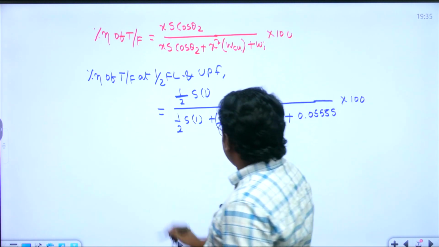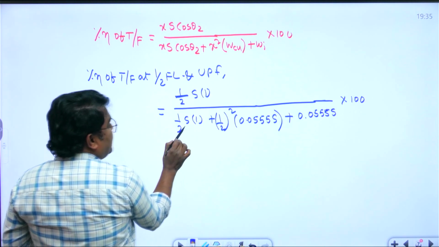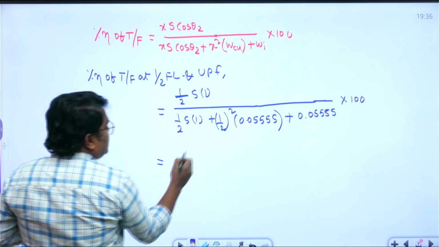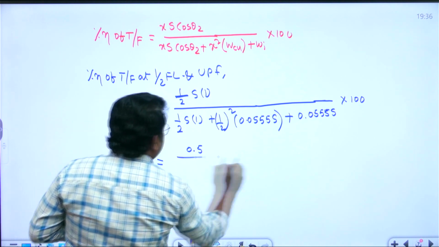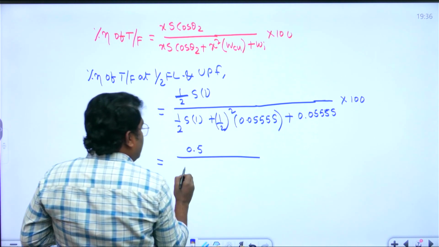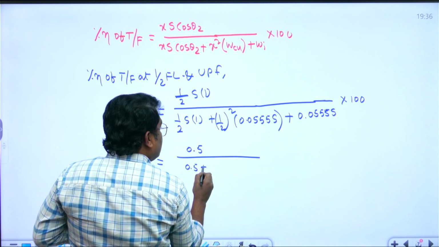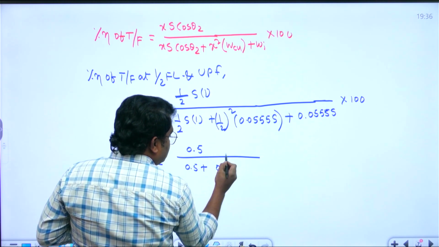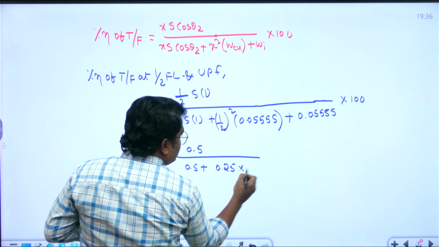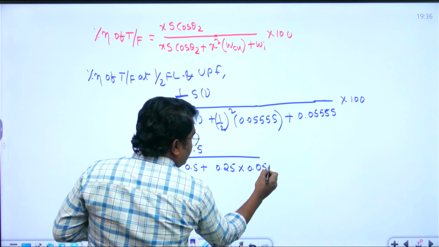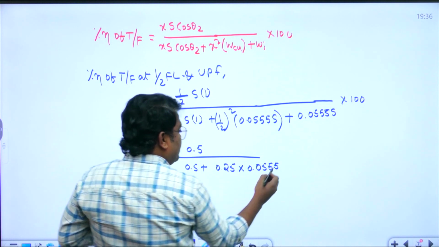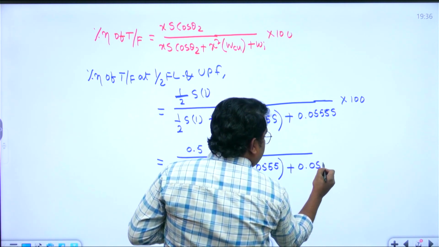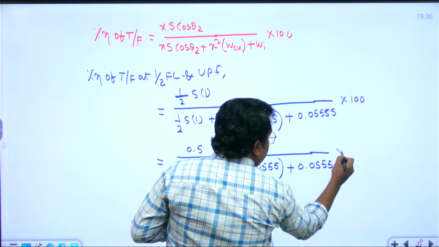Here S is common in every term, so S will be cancelled out. The remaining terms are 0.5 divided by 0.5 plus 0.5 square into 0.0555 plus 0.0555, multiplied by 100.